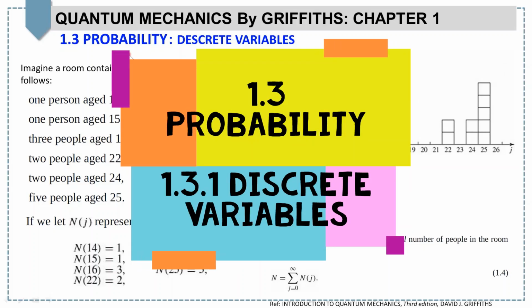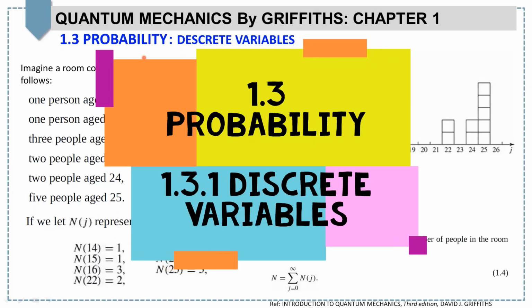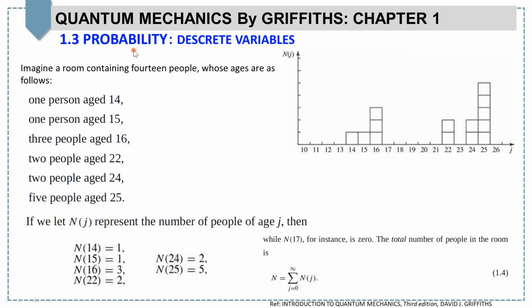Dear students, in this lecture we will discuss probability because we do statistical interpretation in quantum mechanics. So probability has a main role in quantum mechanics. To understand probability, first we start with the case of discrete variables.